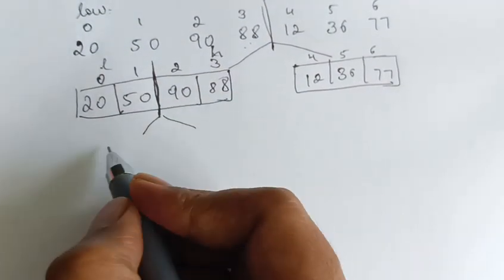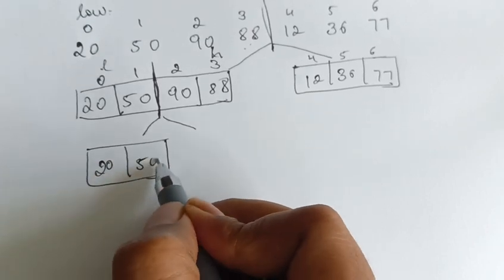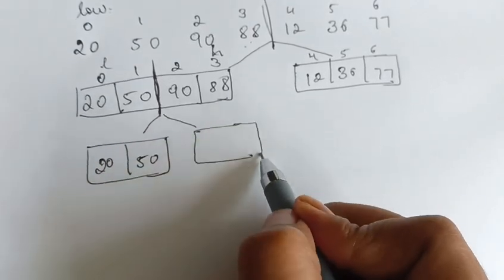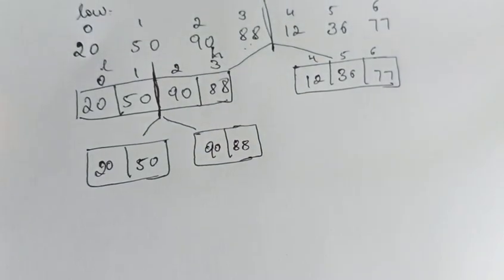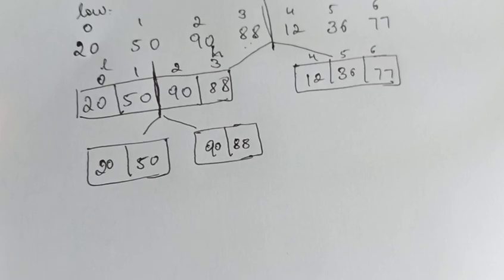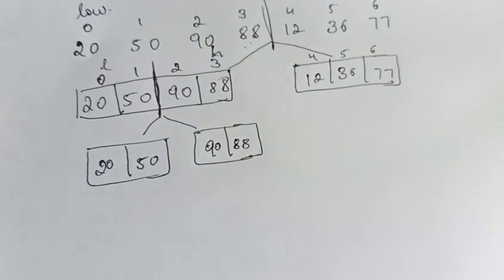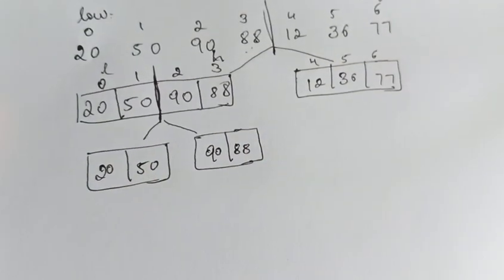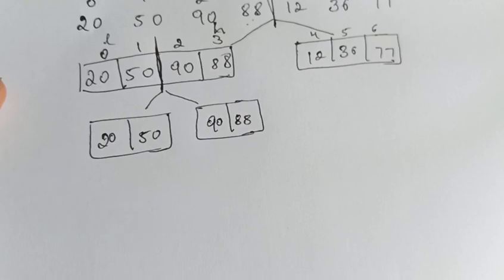That means until 1 I must have this. 20 and 50 are one part of the array. 90 and 88 are another part of the array. Once again I have to divide. I am not going to write it out. I have told you, the recursive algorithm will first do all the things to the left part of the array and then it will go to the right part of the array.